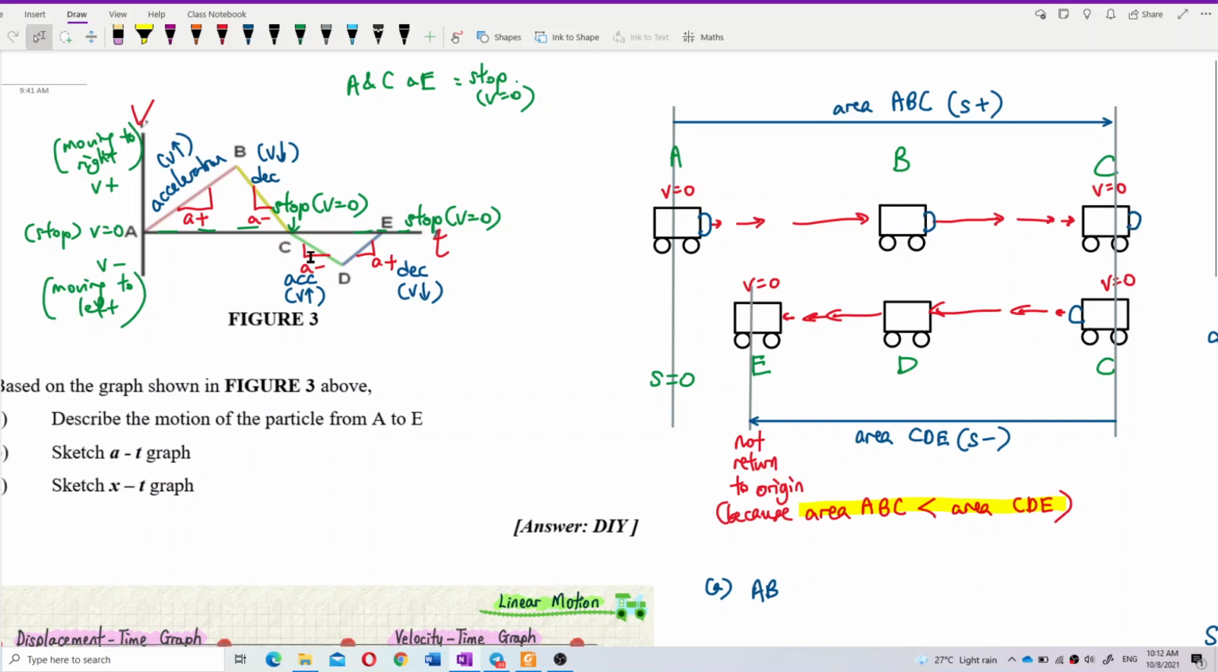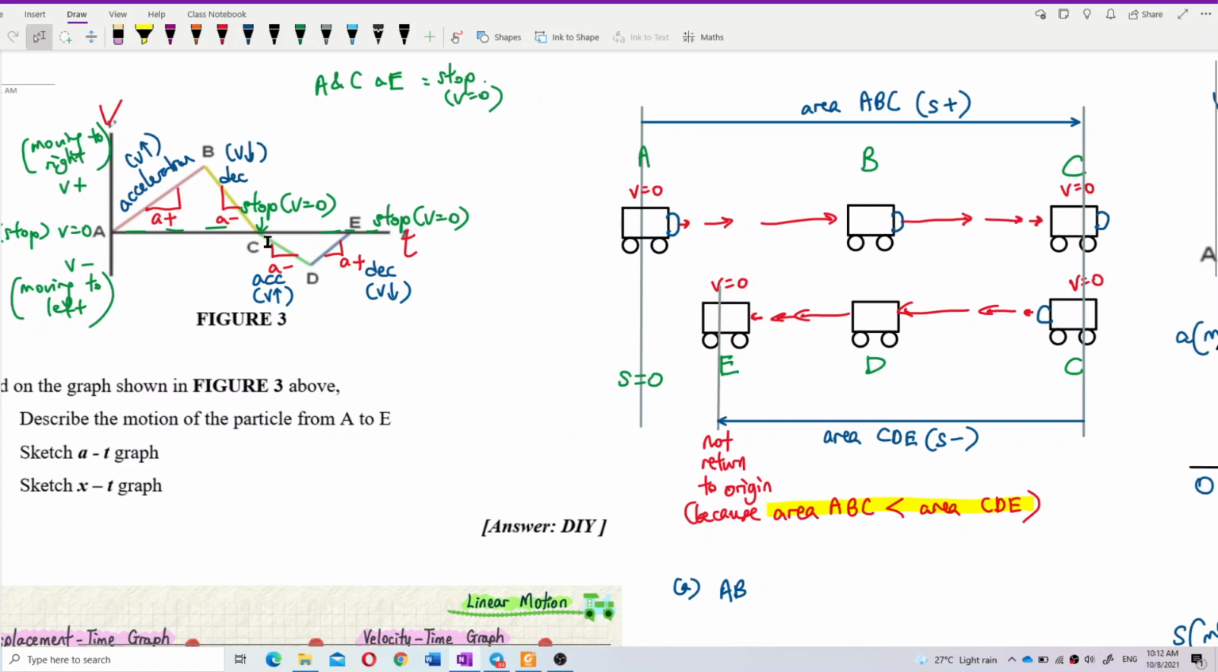Okay. Now C to D. C to D, velocity is negative because the graph is below the time axis, so velocity is negative. So the car now is moving to the left. You see that? Point C is changing direction from positive velocity to negative velocity.